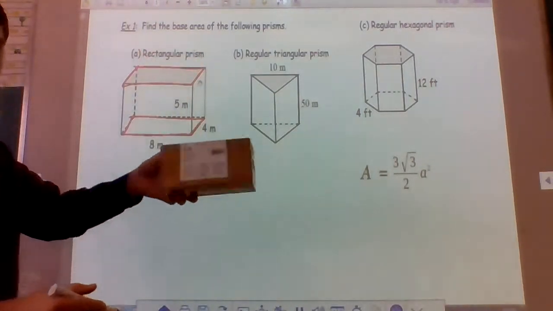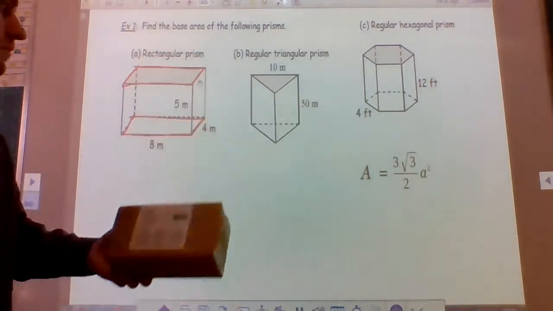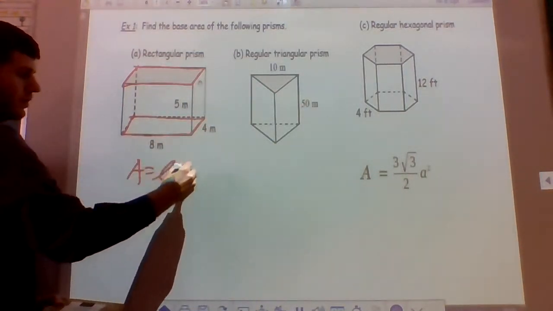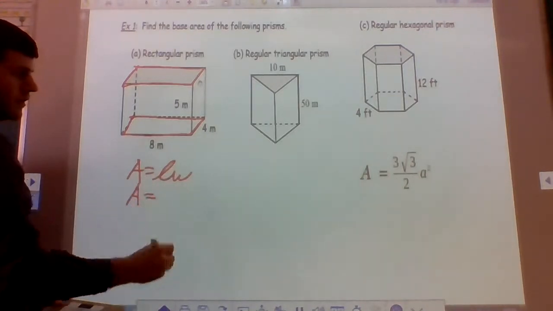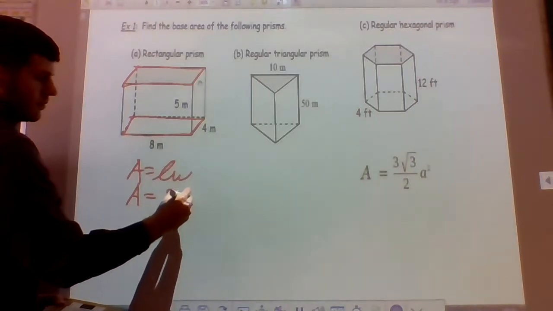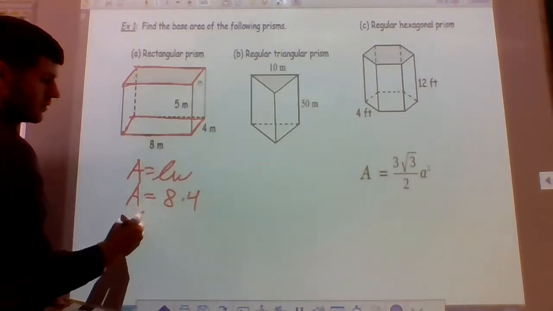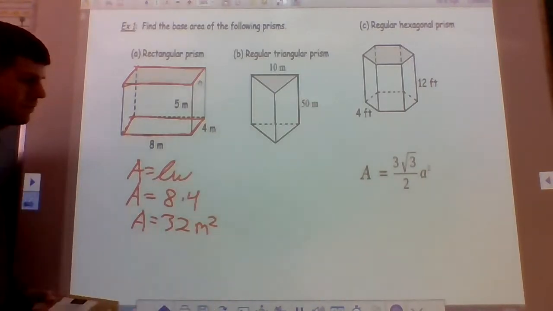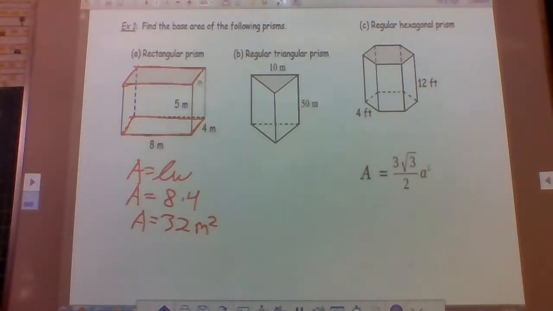We notice the top and the bottom are rectangles. So if the bottom is a rectangle, the area for a rectangle is length times width. So the area here is going to be 8 times 4, which is 32 meters squared. Okay, and we have two bases.